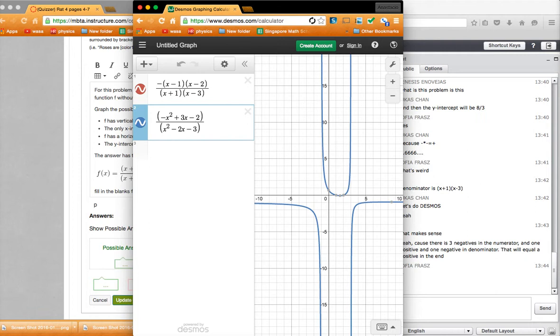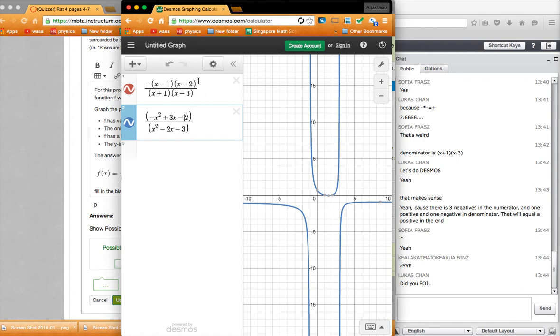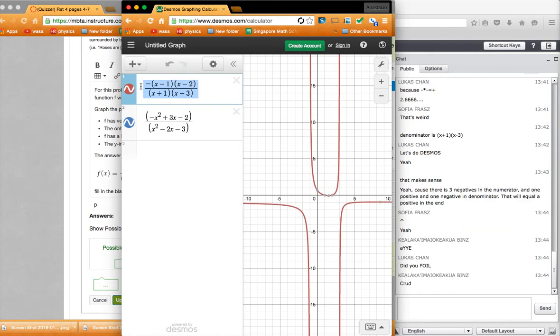Did you guys see what I did? Did I confuse anybody? So this is pretty straightforward. All I did was I FOILed it, and I got the top and the bottom. I just FOILed it in my head. I didn't do all the steps that you guys are used to seeing. So my A, B, and C is -1, 3, and -2.